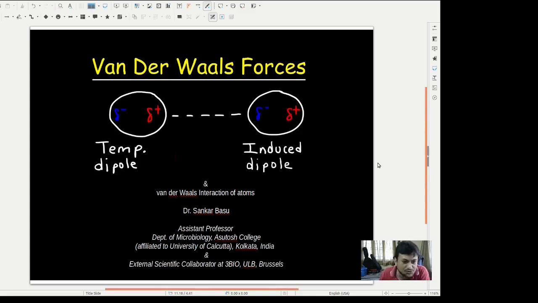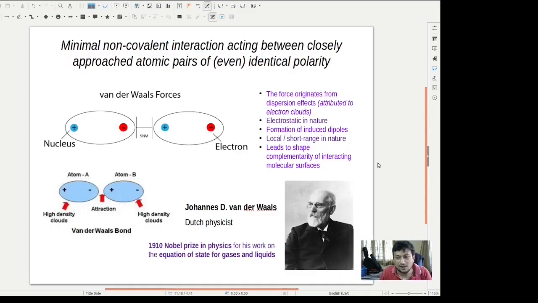So I choose a topic from elementary physics. I think you all will benefit and enjoy the topic. Hope so. It's called Van der Waals forces and the Van der Waals interaction of atoms, which was attributed to Johannes D. Van der Waals, who got the 1910 Nobel Prize in Physics for his legendary work on the equation of state for gases and liquids.